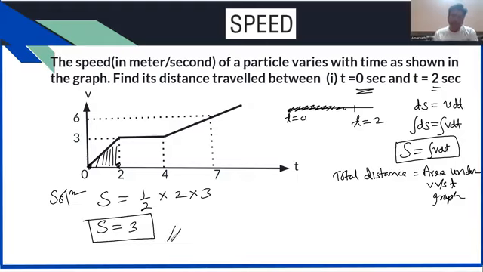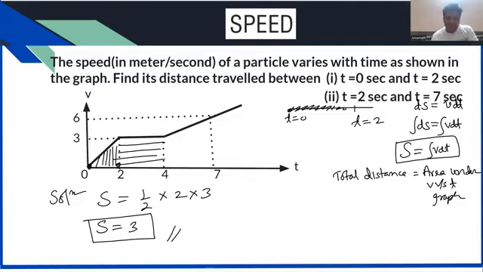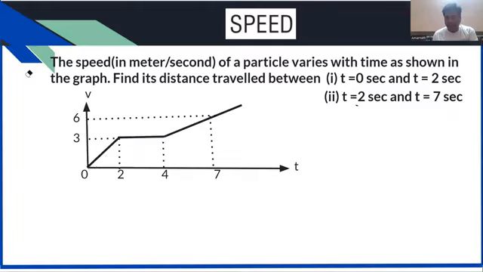If I calculate between 2 and 4, you need to calculate this part. If I ask to calculate 0 to 4, you take the triangle as well as the rectangle. So one more part, the second part, you please try to do it. Try to find out between t equal to 2 second and 7 second, from here to here. So I need to calculate this area and this area.